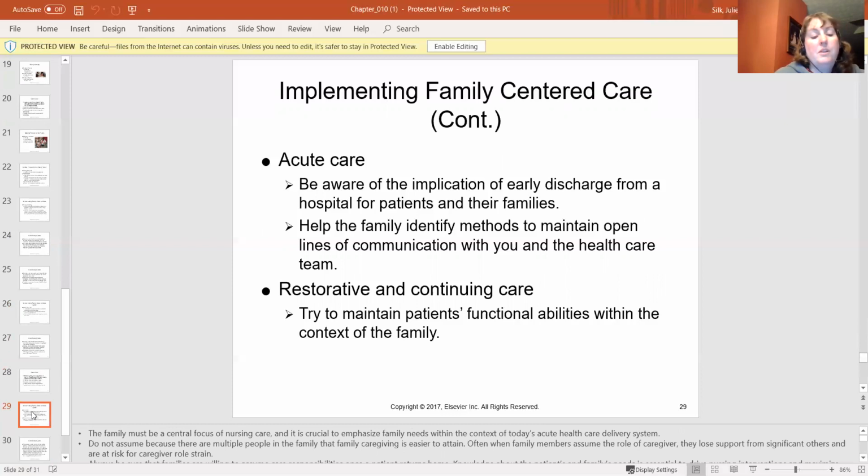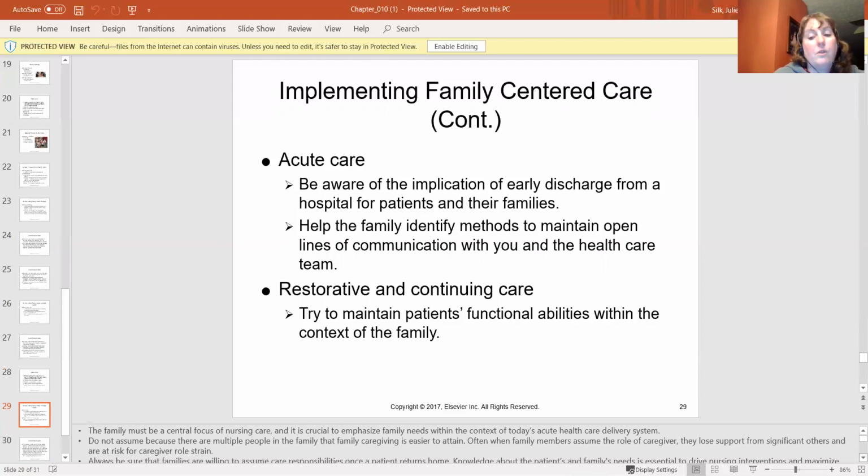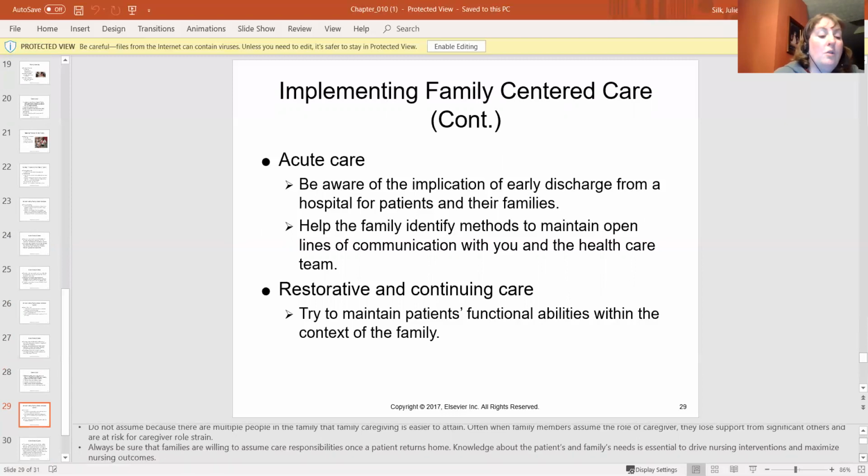The family must be the central focus of nursing care, and it's crucial to emphasize the family needs within the context of today's acute healthcare delivery system. Do not assume that because there are multiple people in the family, family caregiving is easier to attain. Often, when family members assume the role of caregiver, they lose support from a significant other and are at risk for caregiver role strain. Always be sure that families are willing to assume care responsibilities once a patient returns home.